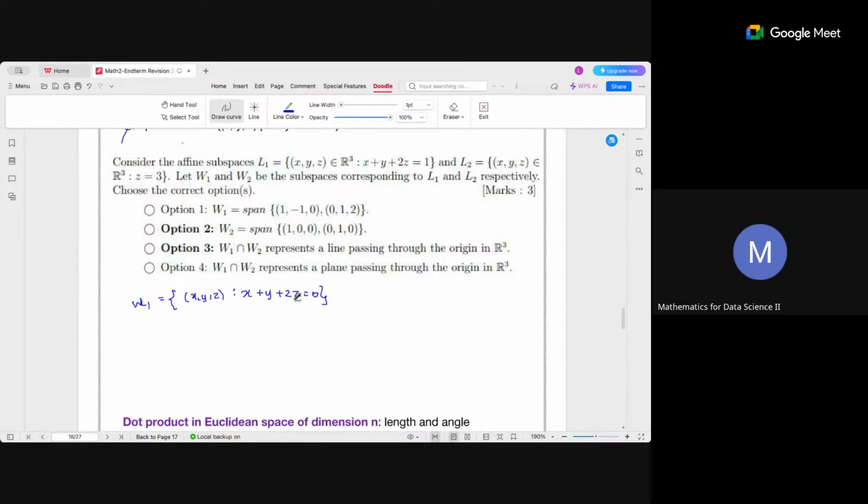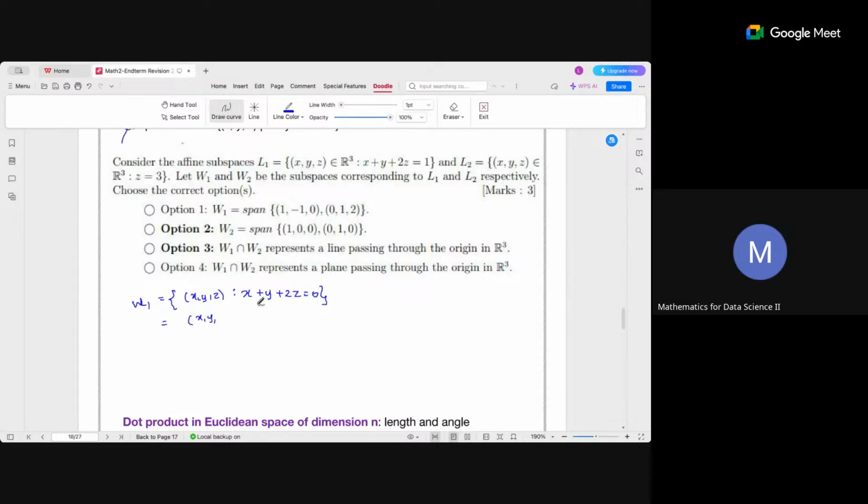So for this W1, how do you find a spanning set? How do you find the basis? Do you remember? So what is the usual technique to find the basis for a given subspace like this? Writing the equation equal to 0, one variable dependent. Yes, so one variable you should reduce, right?